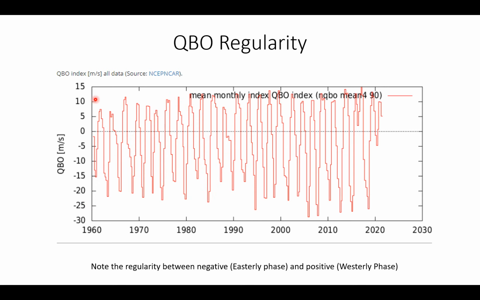Whenever the QBO is on the positive side for wind speed, that generally indicates a westerly phase QBO. And whenever the wind speed is in negative territory, like you see these dips here below the zero line, that is indicative of an easterly phase of the QBO. So a lot of regular cycles here from 1960 to present, showing ups, downs, ups, downs, all the way down the line.